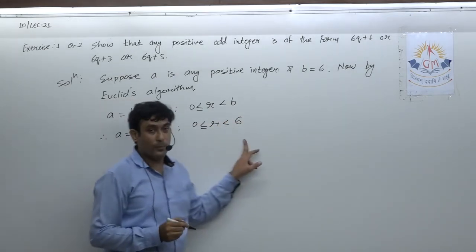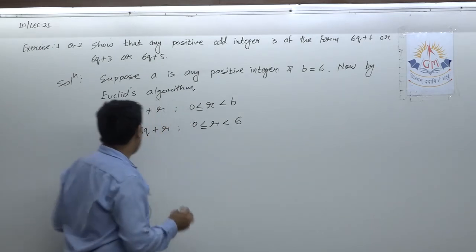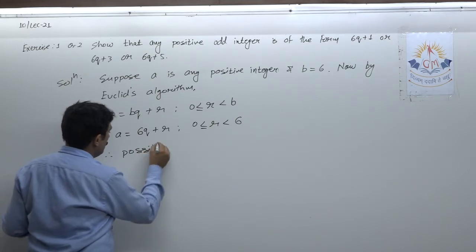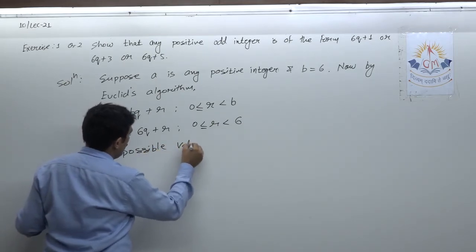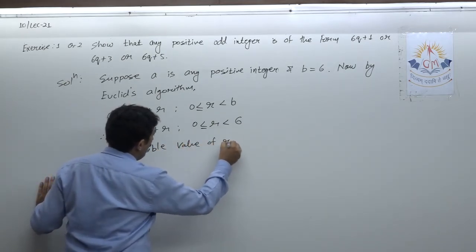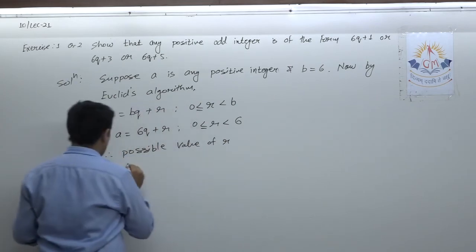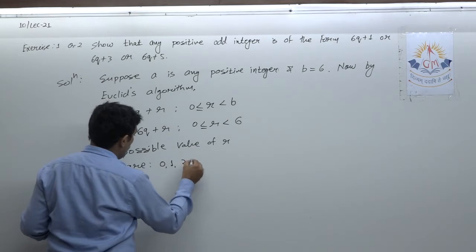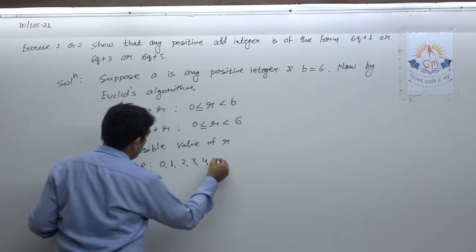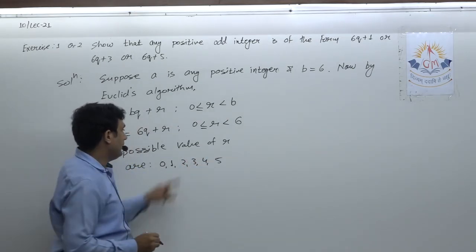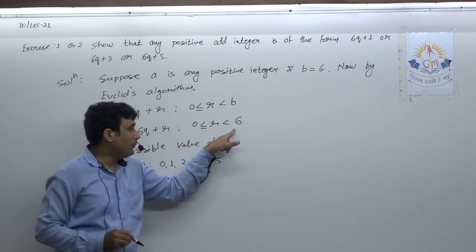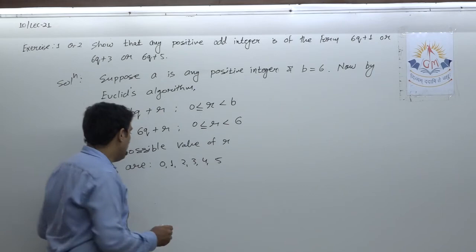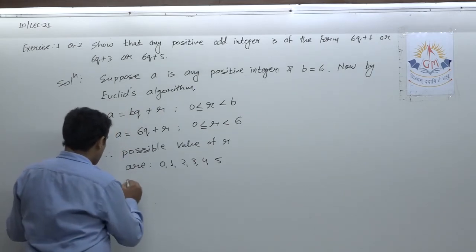Now this gives me the possible values of r. Therefore, possible values of r are 0, 1, 2, 3, 4 and 5. Isn't it? It starts from 0 and it will go up to 6, but less than 6. So 5.